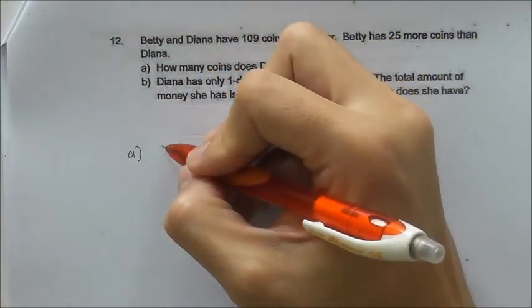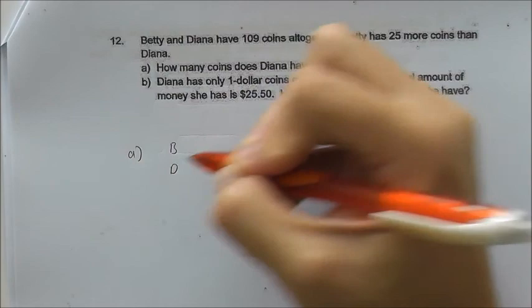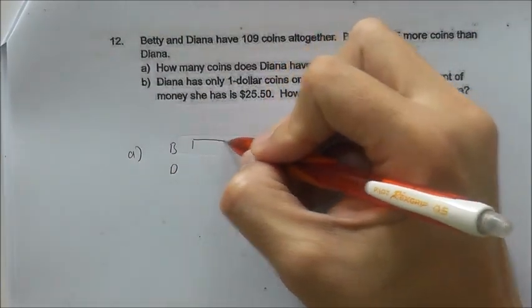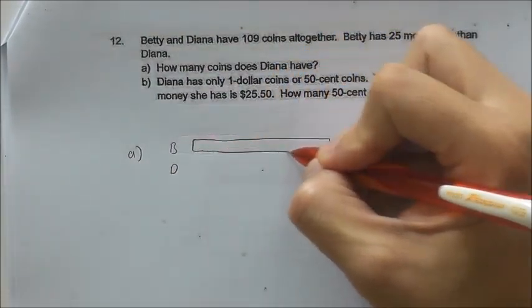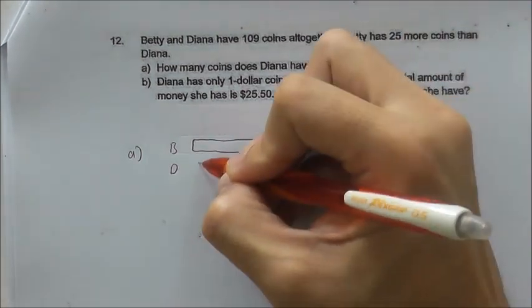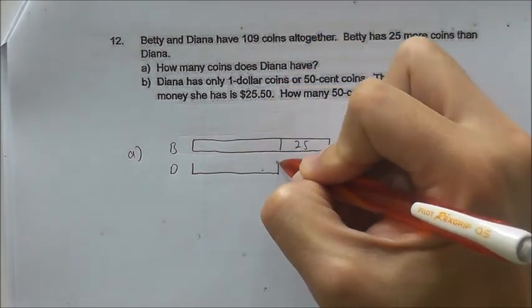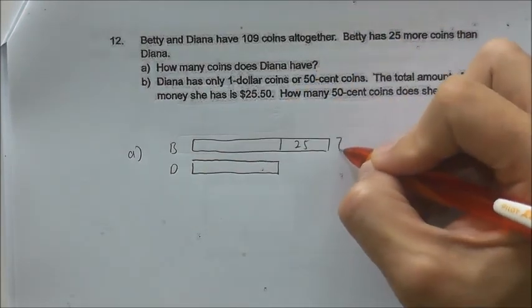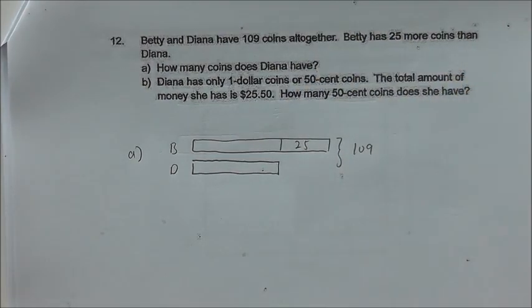You just need to draw the model, Betty and Deanna. Betty has more. How many more? Betty has 25 more than Deanna. So the model goes like this, and total is 109.